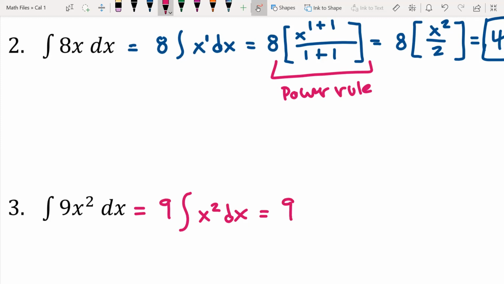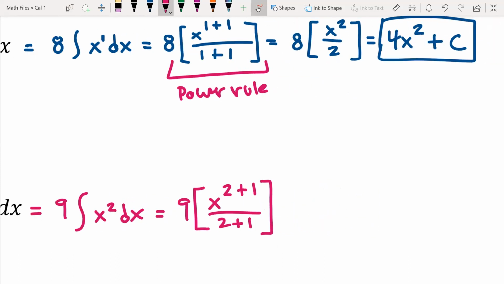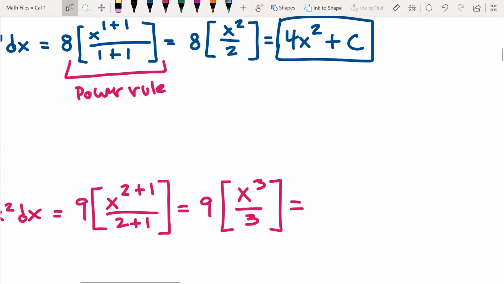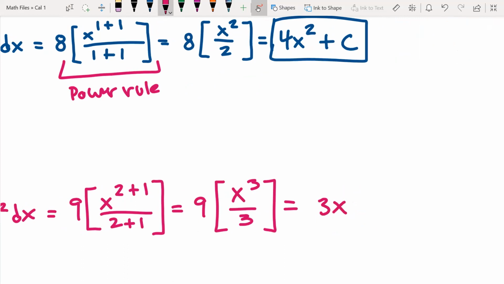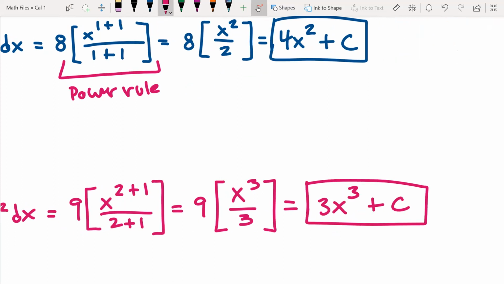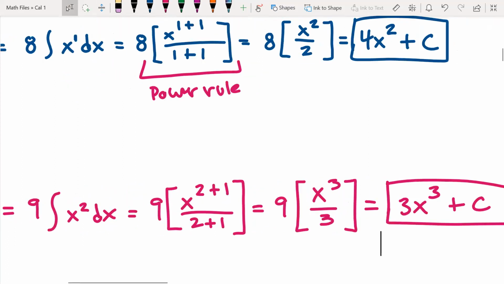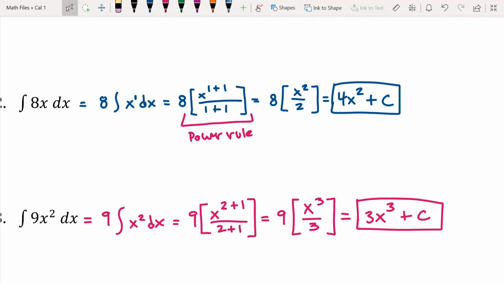So here you'll get 9 times x to the 2 plus 1 over 2 plus 1. And you'll get 9 times x cubed over 3, which when you reduce, you'll get 3x cubed, and don't forget the c. There you go. And again, you can check your work. The derivative of 3x cubed is 9x squared.